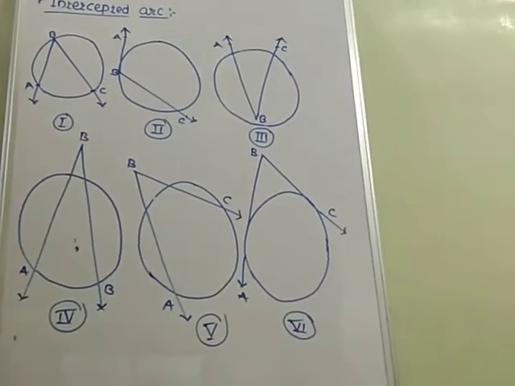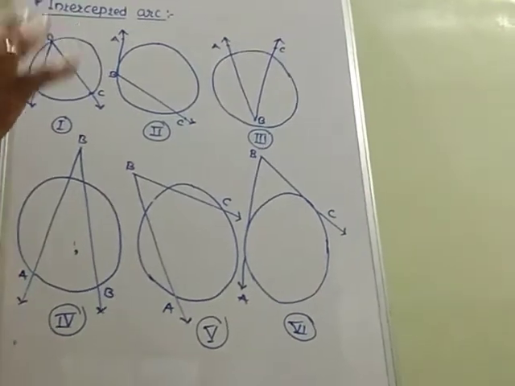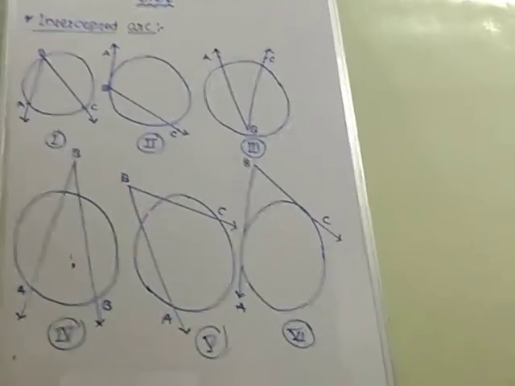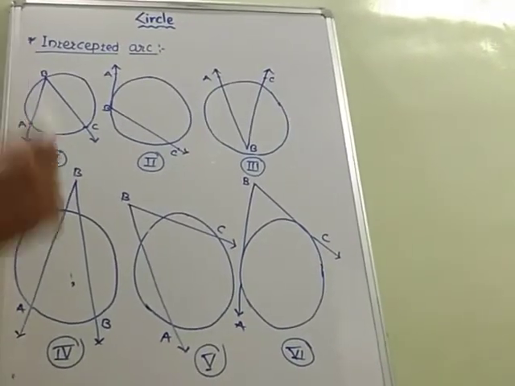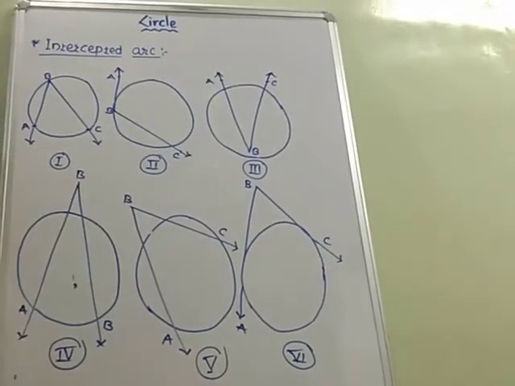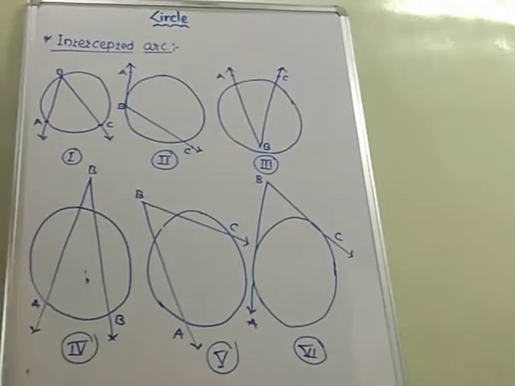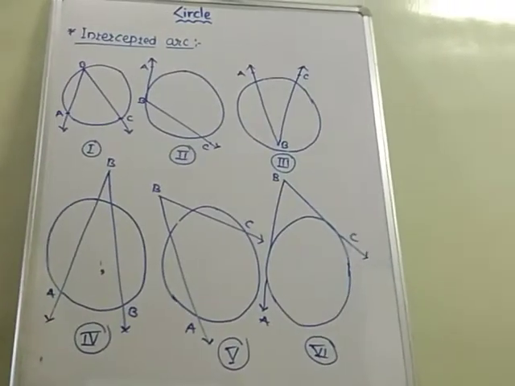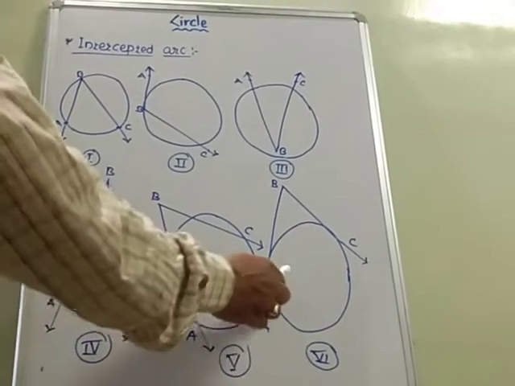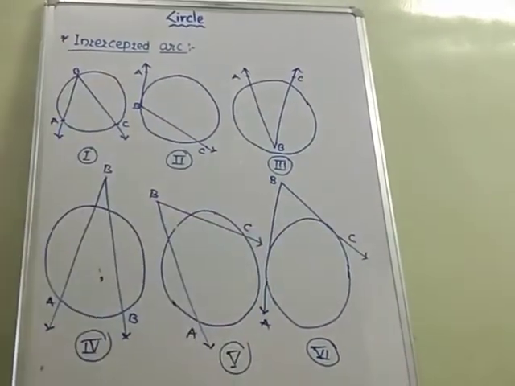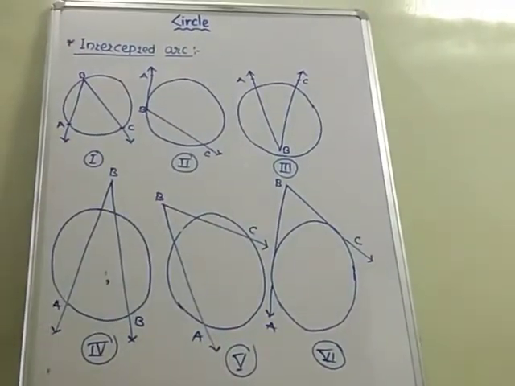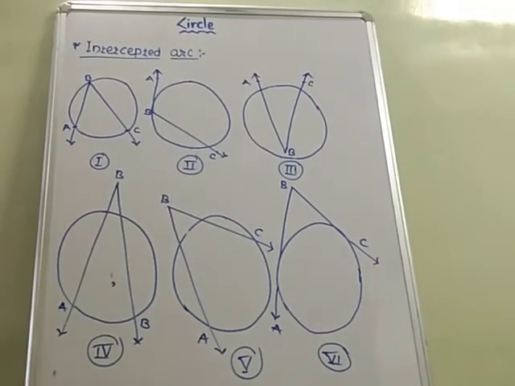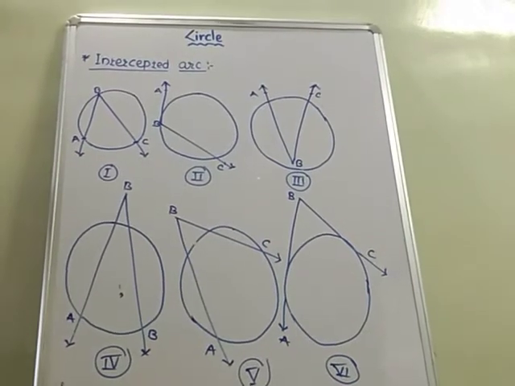Which are two arcs? Angle intercepted by. Also note that one side of the angle touches the circle in the 2nd and 5th. In the 5th and 6th, both sides of the angle touch the circle. That means the arc is not an intercepted arc, as arm BC does not contain the points of the arc.